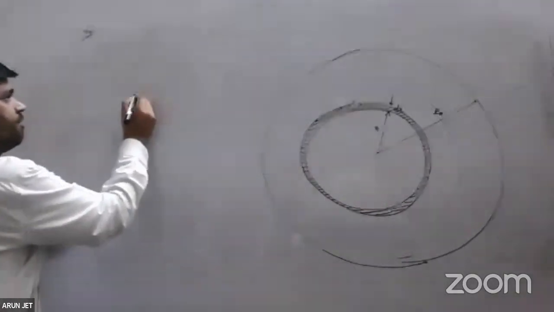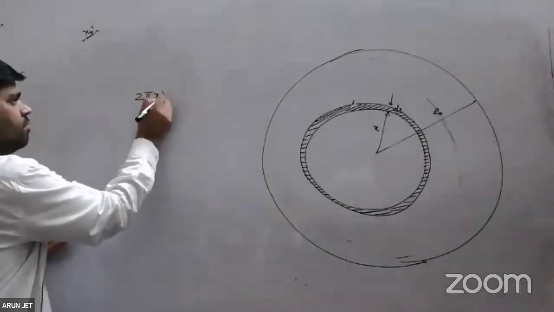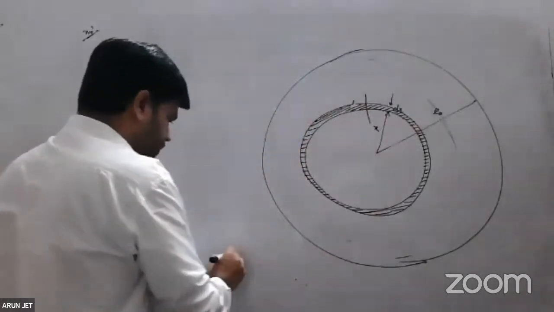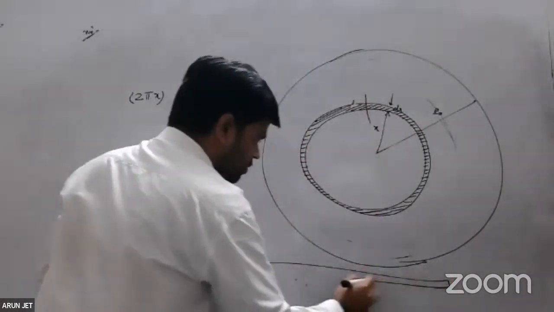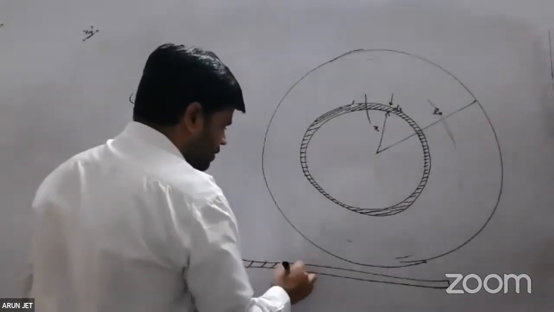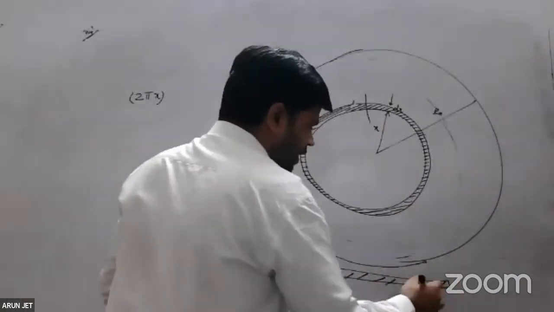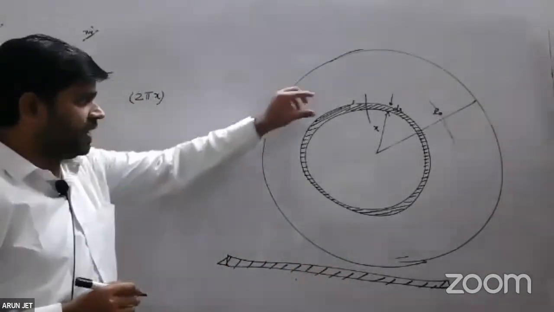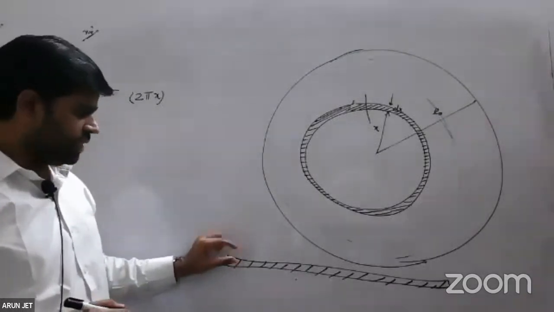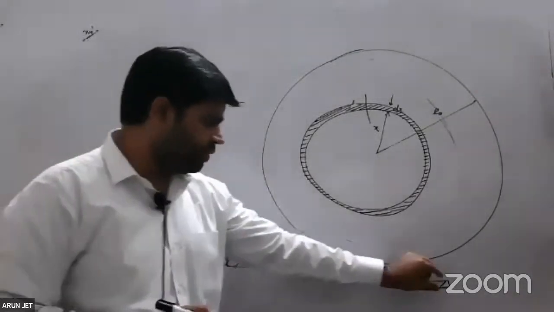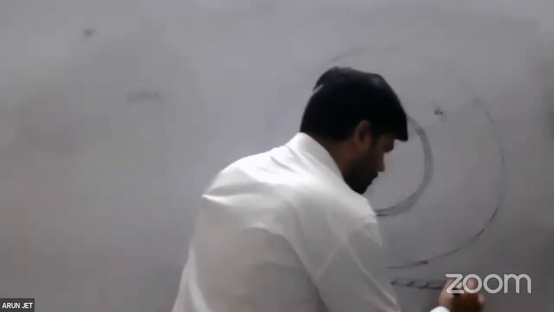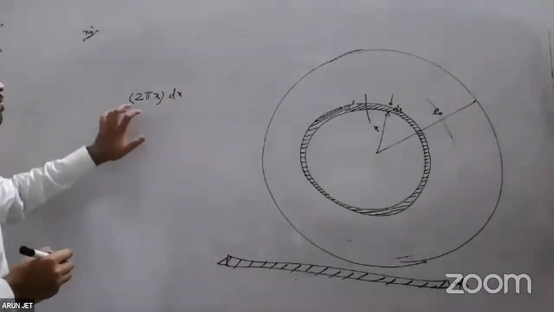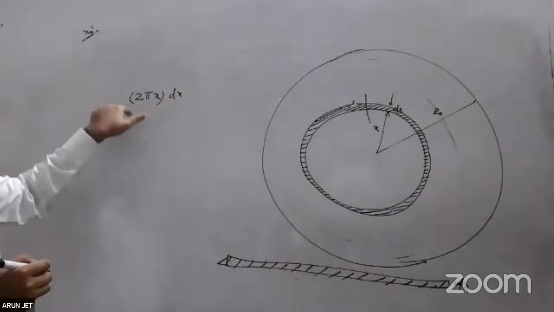Circumference of the ring is 2 pi x. 2 pi x is the length of the ring. But when I cut it and open it, it forms something like this. Not exactly a rectangle, you'll have a cut here, but almost like a rectangle. If it is very thin, it's almost like a rectangle. What's the area of this rectangle? Length into width. Width is dx and length is 2 pi x. So length into breadth is the area of this one.